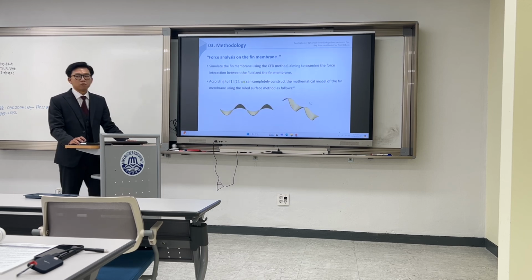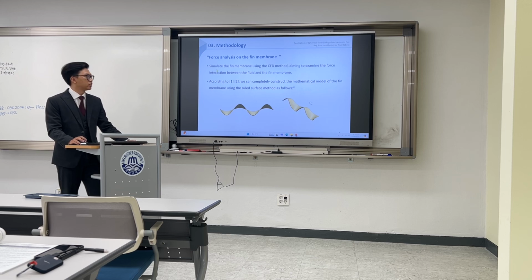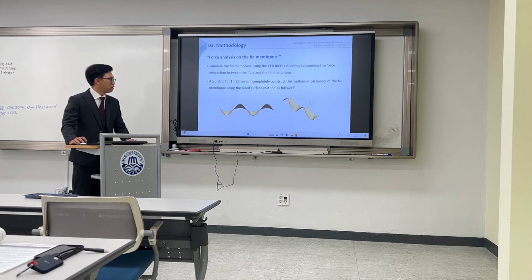When we move to the methodology, for the force analysis of the fin membranes, we have to simulate the fin membranes using the CFD method, aiming to determine the force interaction between the fluid and the fin membranes. And according to references 1 and 2, we can construct the mathematical model of the fin membrane using the ruled surface method as follows.